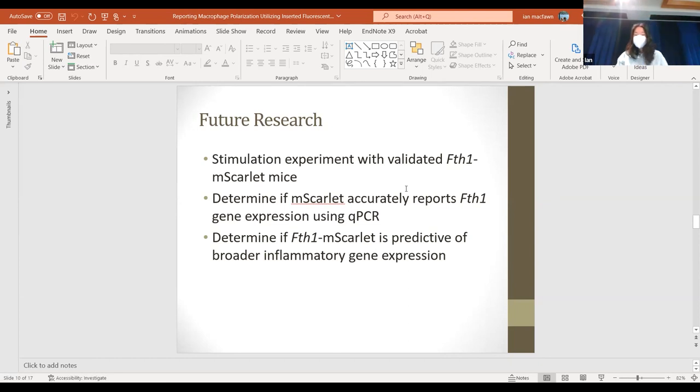And then with the information on neutrophils and monocytes, we have to determine if FTH1, the reporter mice, is indicative of a broader inflammatory gene expression, because we obviously know that for alveolar macrophages it's kind of working, but for monocytes, it also didn't just tell us about the M1 phenotype in macrophages, it told us about many other cells. So we have to figure out whether it's just macrophages that this can work for, or if it's a wide range of cells in a broader inflammatory state.